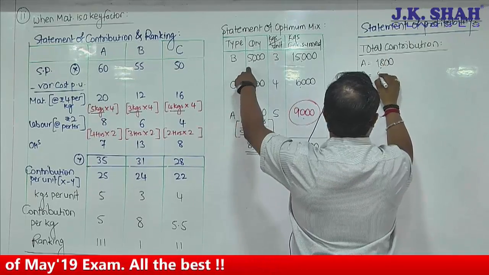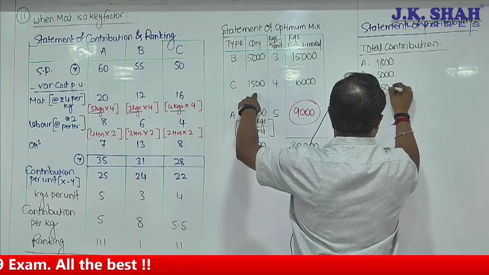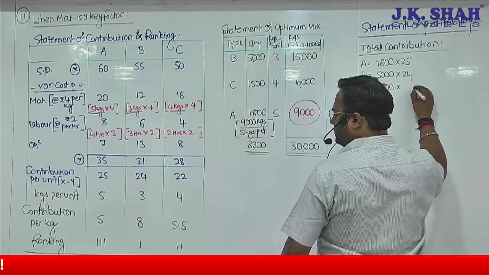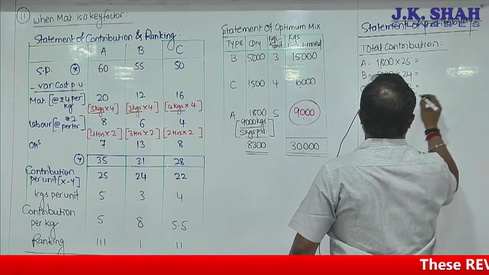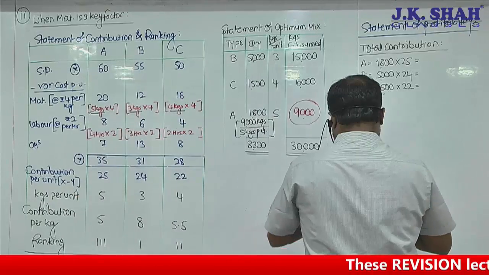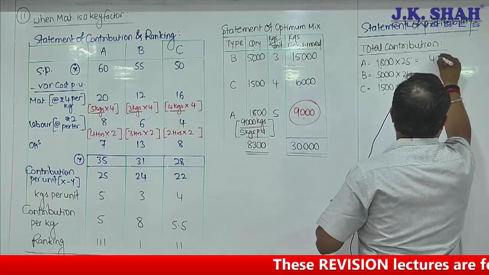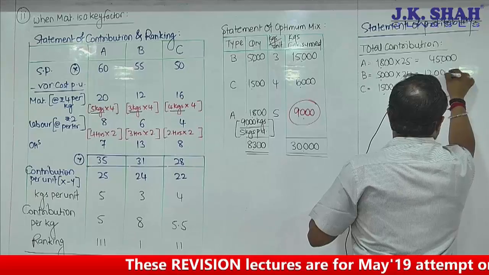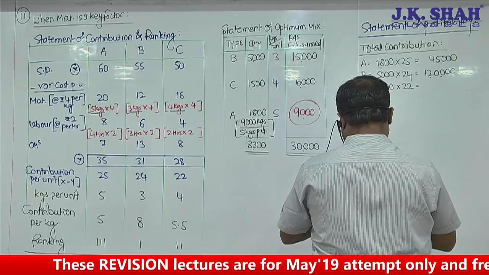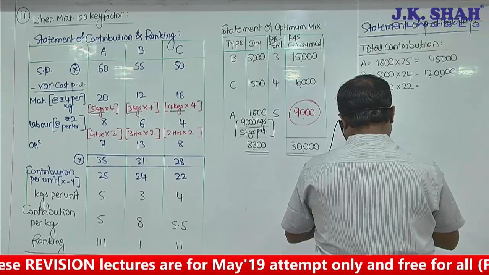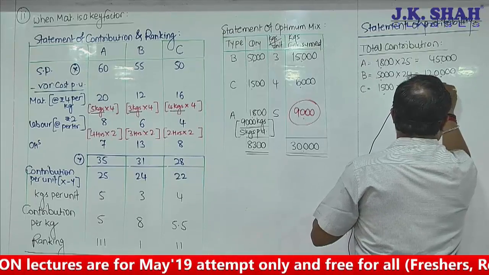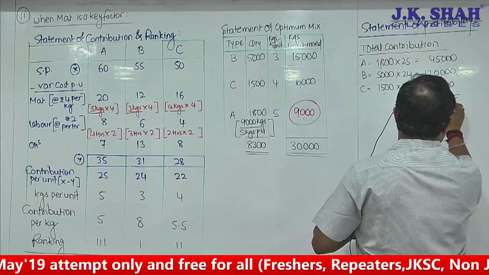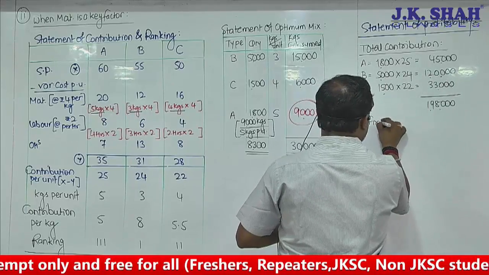1,800, B 5,000, C 1,500, 25, 24, 22. 1,800 into 25, 45,000. This was already 1,20,000 from the previous calculation. And 33,000 was also available. 1,98,000 is your total contribution minus fixed cost.